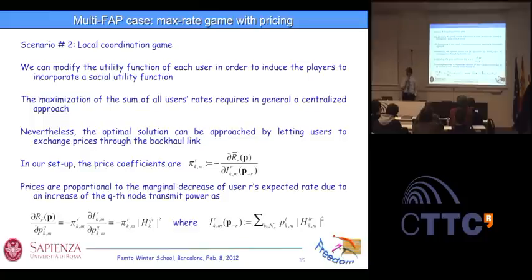When we say coordinate, now we distinguish between coordination and cooperation. When we say coordination, we mean that these nodes are only exchanging some parameters. They are not exchanging data. They are only exchanging parameters.